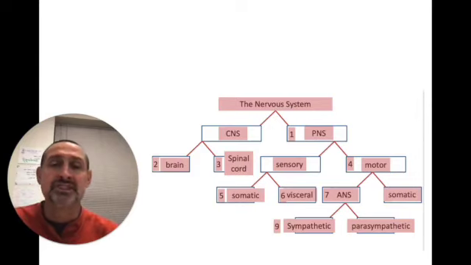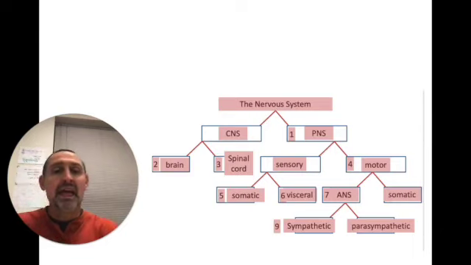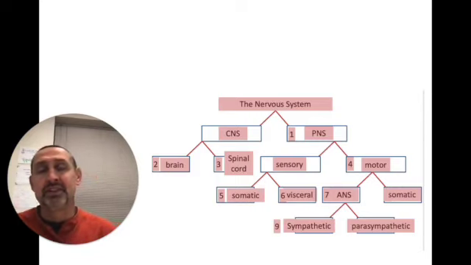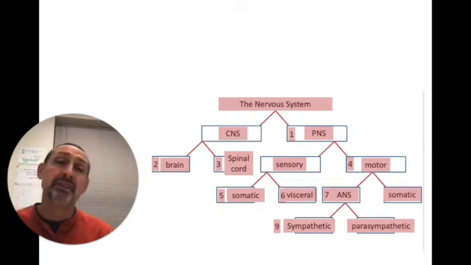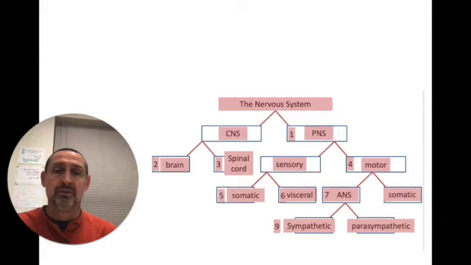The peripheral nervous system is divided up into two major parts, the sensory part and the motor part. The sensory part has to do with taking in information, whereas the motor part has to do with controlling muscles and glands. ANS stands for autonomic nervous system. You don't control that, and it's broken down into two parts. The sympathetic nervous system, which is your flight or fight response, and the parasympathetic nervous system, which is your rest and digest response. It's like getting ready for action and then recovering afterwards.